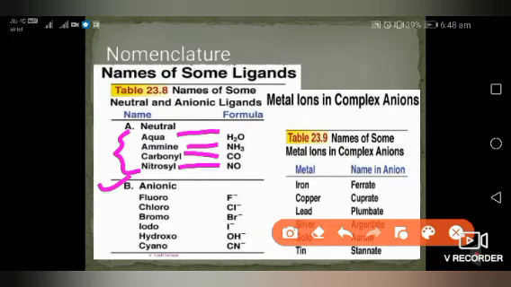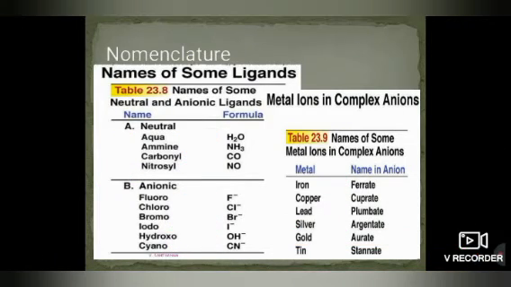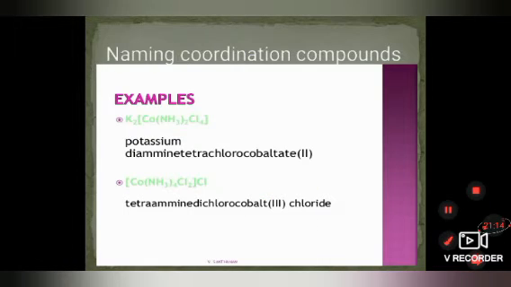These are anionic ligands: fluoro for F negative, chloro for Cl negative, bromo for Br negative, iodo for I negative, hydroxo for OH negative, cyano for CN. And if we talk about metal ions, iron is ferrate, copper is cuprate, lead is plumbate, silver is argentate, gold is aurate, and tin is stannate. These are the basic exceptional Latin names. Okay, so now next is how to name.